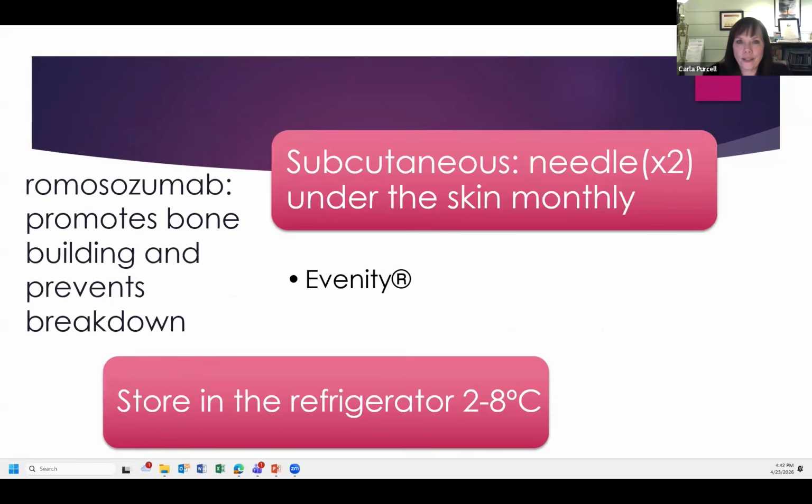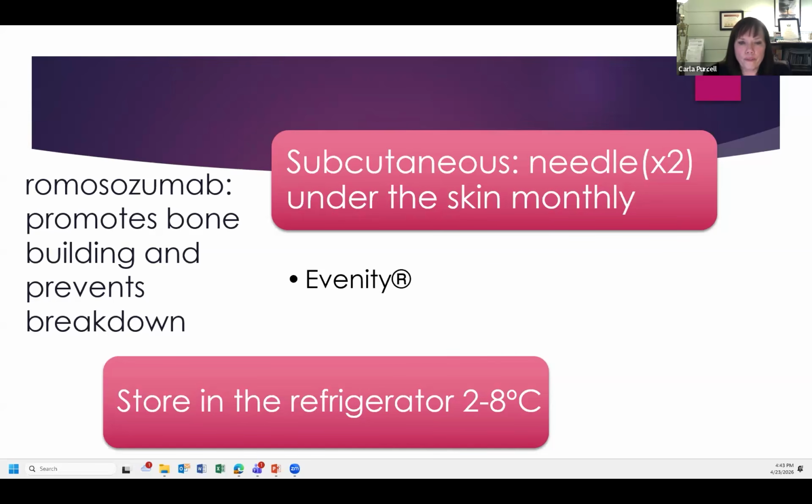So it is very good, and it does really reduce the risk of fractures. You take it for a year, and then it will be switched to something like a bisphosphonate to prevent any loss of that new bone that you've built up.